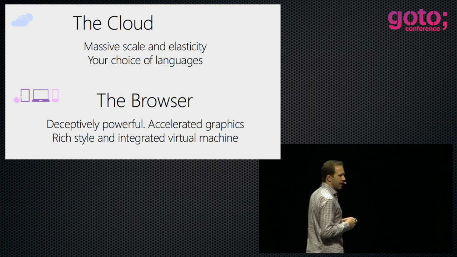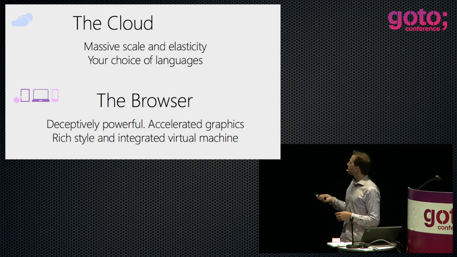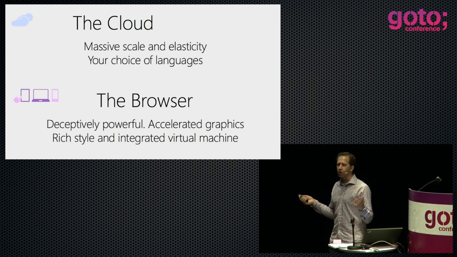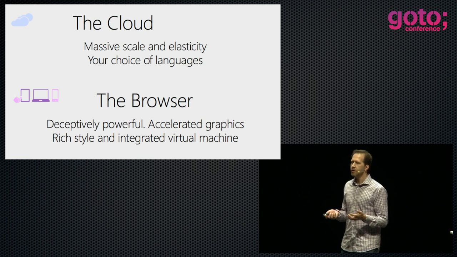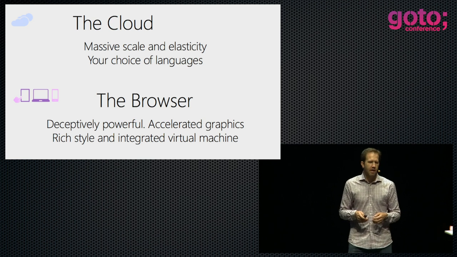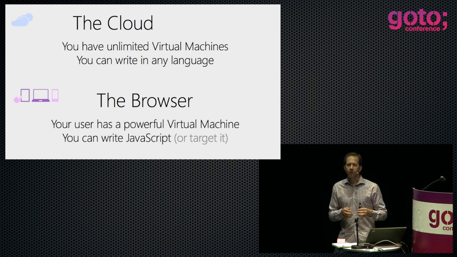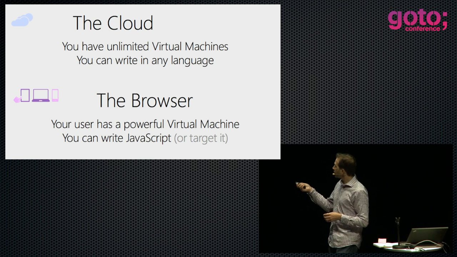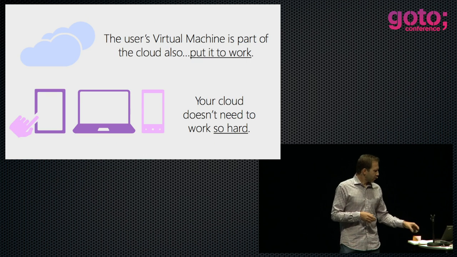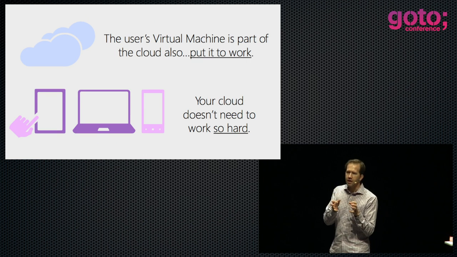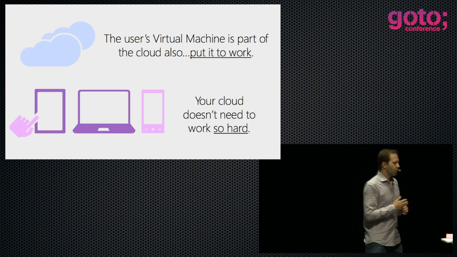On the cloud, you've got this great scale, this elasticity, you've got your choice of languages. But on the browser, you've got accelerated graphics. Even a crappy Android phone has a dual processor, and the slightly less crappy ones have 4. Get them working. You've got this integrated VM that's running. On the cloud, you can have unlimited virtual machines, and you can use whatever language makes you happy. In the browser, you can either write JavaScript or target JavaScript. And if you remember that the user's virtual machine is part of the cloud as well, what could you do to put that to work?